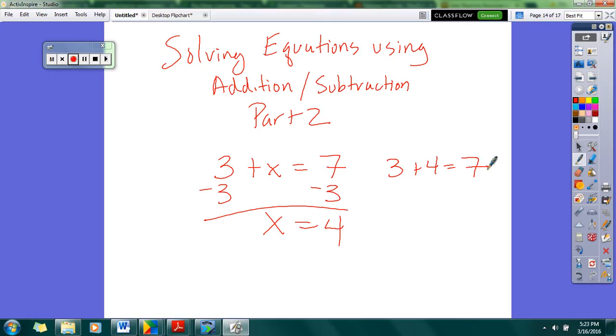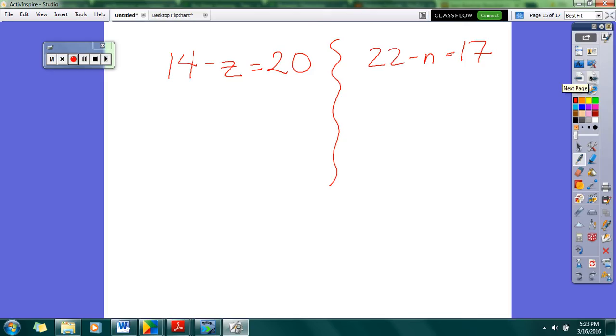So I'm going to show you what happens when my answer is negative. Okay? In this case, it wouldn't be, but I'm just showing what happens if it is negative. So let's look at a couple practice problems. So if I have 14 minus z equals 20, I would solve this almost the same way as I would solve the previous problems. So I want to isolate the variable.